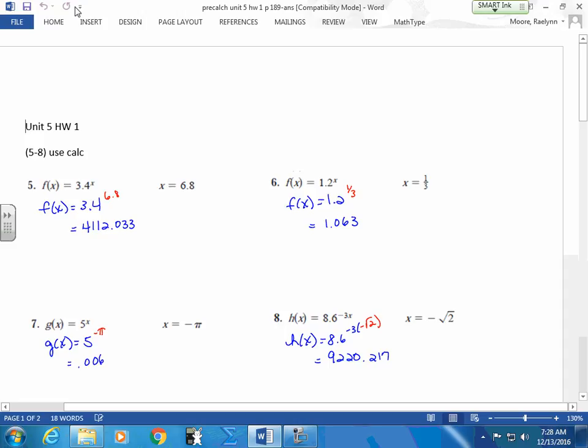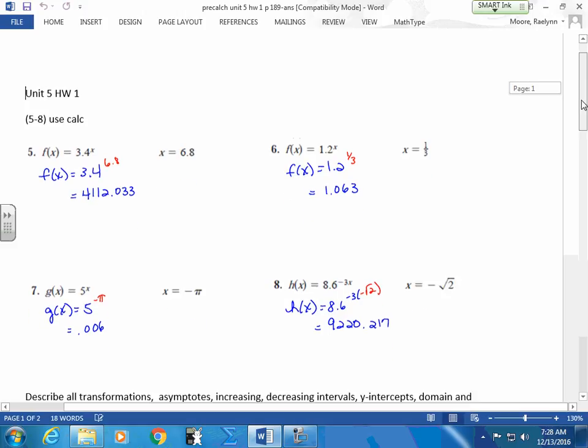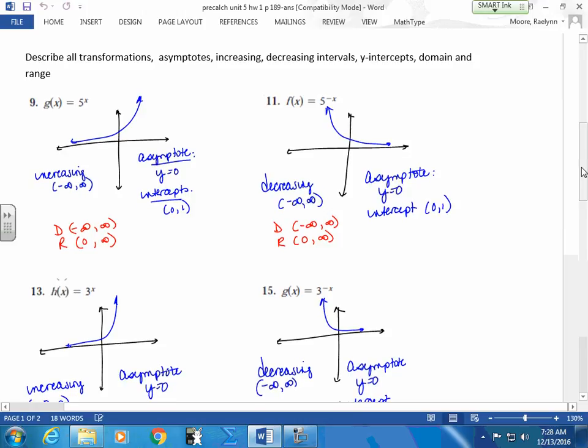Everybody put this in your calculator. Round to three decimal places. Okay, get used to doing these without your calculator as well.